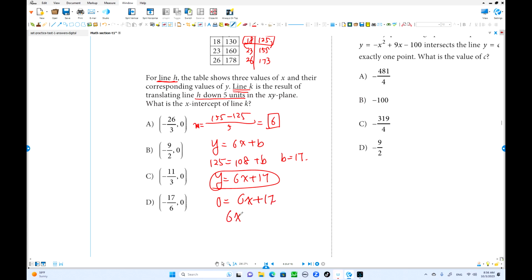So 6x equals negative 17, x equals negative 17 over 6. Okay, choice D is the answer. So I'm going to use a different way.